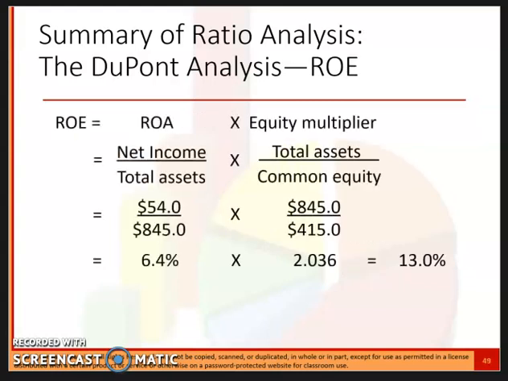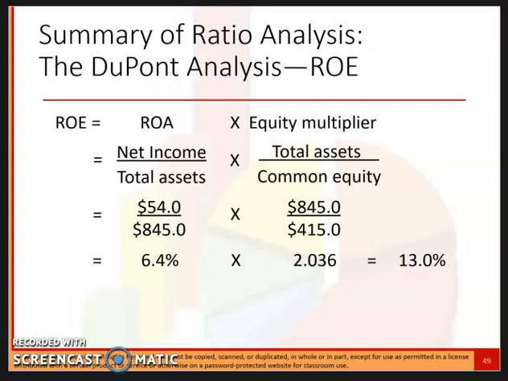So now we move on to ROE, or return on equity. The ROE is equal to ROA times the equity multiplier. ROA is net income divided by total assets, and the equity multiplier is total assets divided by common equity.